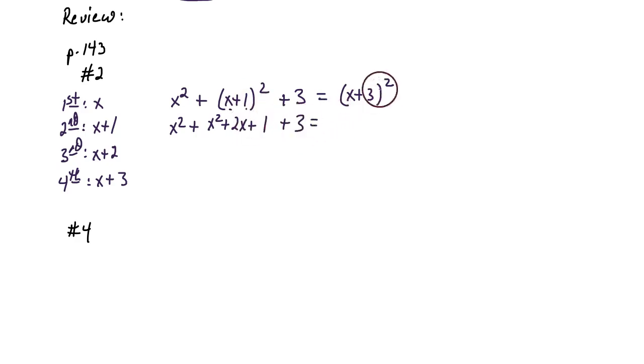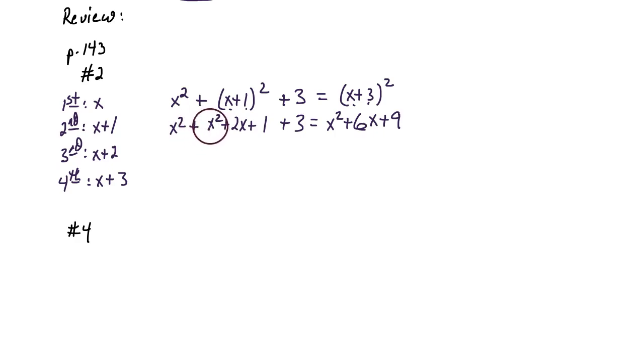On the right side, let's expand this one. Take the x and square it. Now double the product of those two, you get 6x. And square the 3, we get 9. Let's combine like terms and at the same time get a 0 on the right side.